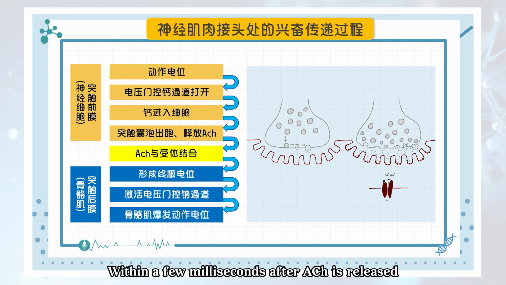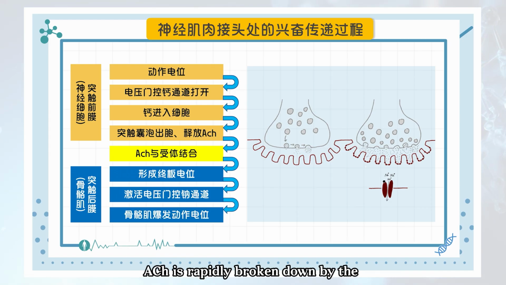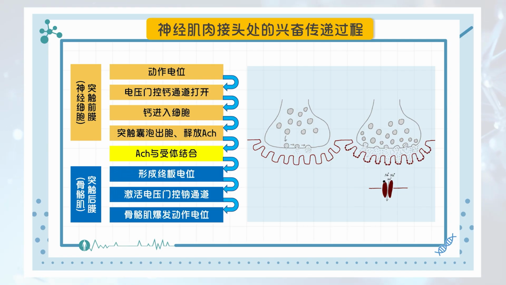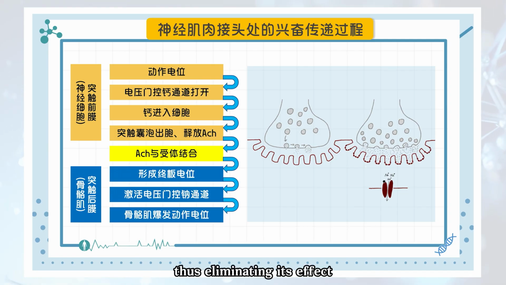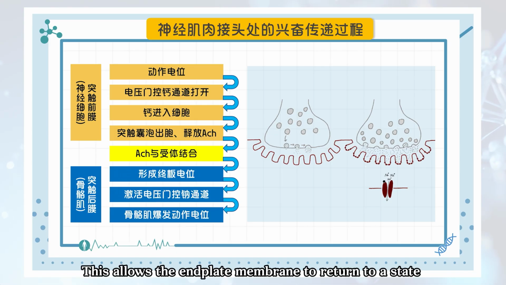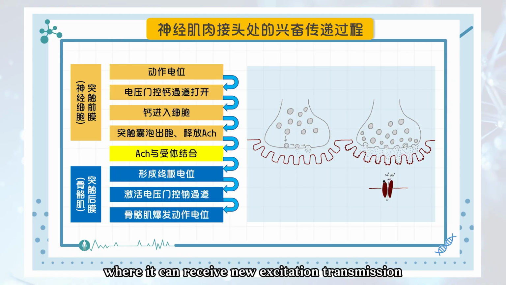Within a few milliseconds after ACh is released, ACh is rapidly broken down by the acetylcholinesterase on the outer side of the end plate membrane, thus eliminating its effect. This allows the end plate membrane to return to a state where it can receive new excitation transmission.